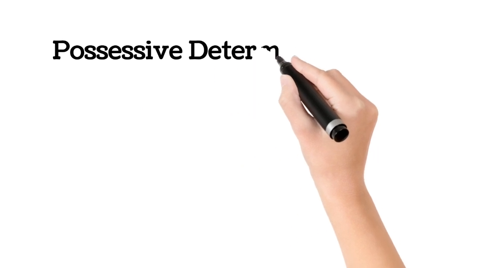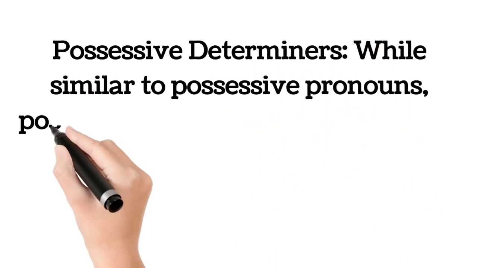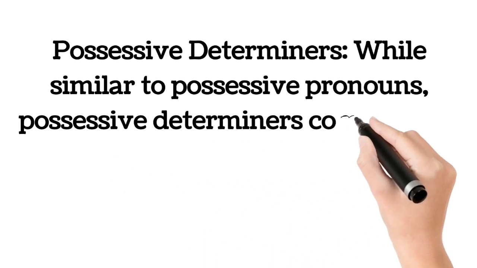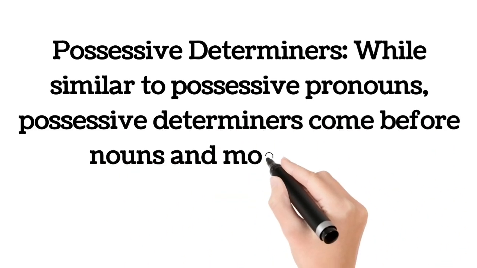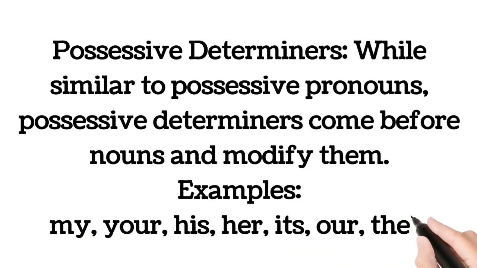Possessive determiners. While similar to possessive pronouns, possessive determiners come before nouns and modify them. Examples: my, your, his, her, its, our, their.